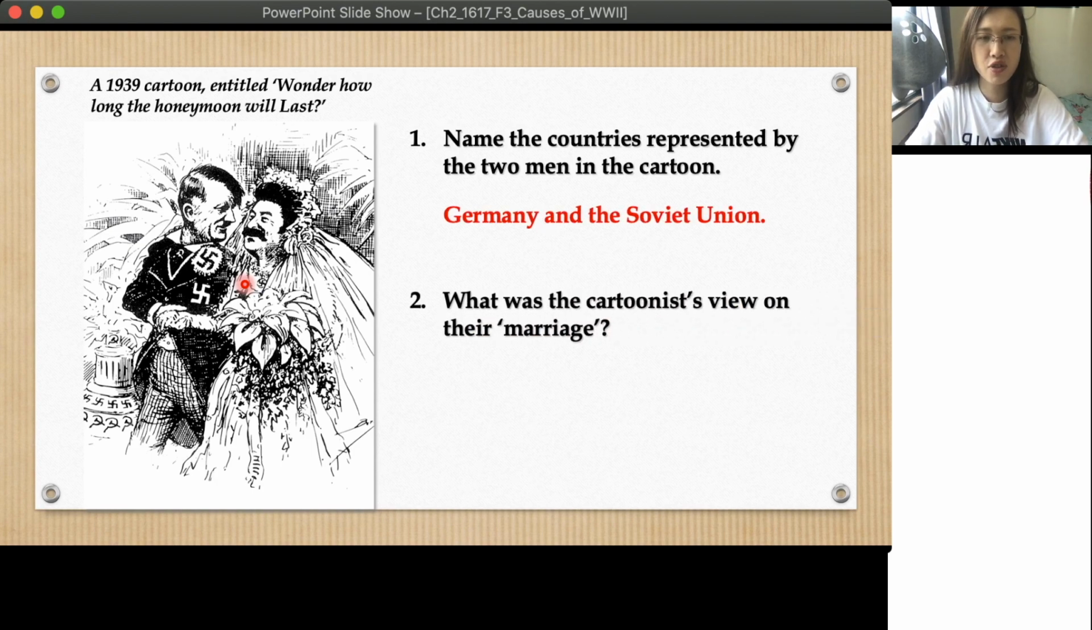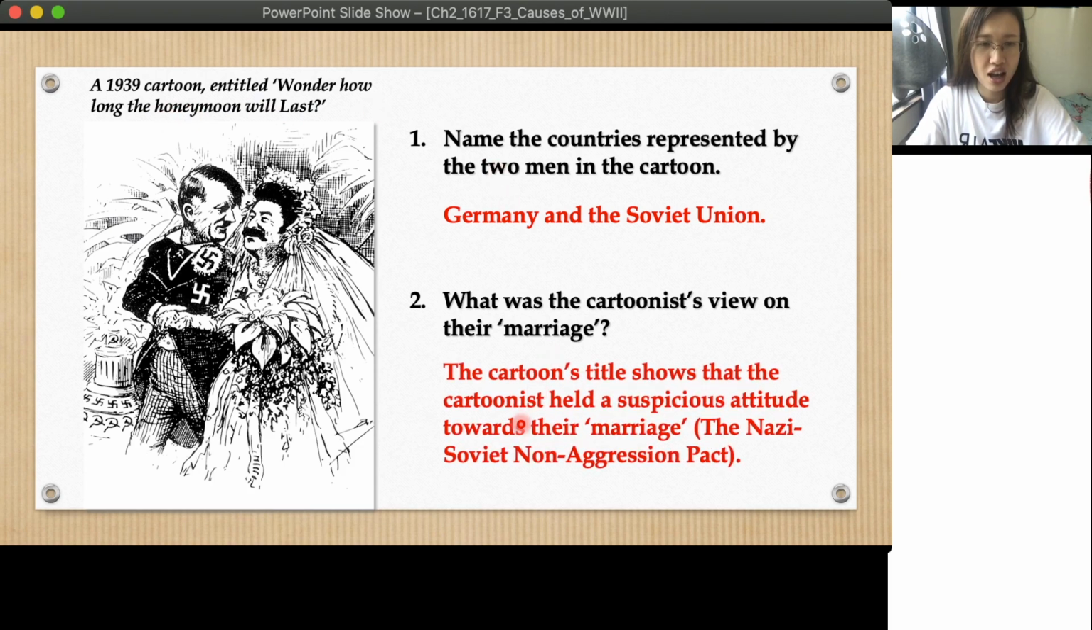And then what was the cartoon's view on the marriage? It seems to be a happy ending, but since the title was Wonder How Long the Honeymoon Will Last, it means the cartoonist's attitude is very doubtful about the length of their marriage or honeymoon, right? So it shows a suspicious attitude towards the marriage. Marriage here means the Nazi-Soviet non-aggression pact. And you have to know the Nazi-Soviet non-aggression pact can be seen as the trigger for the Second World War, because the Second World War happened a week after they signed the pact.